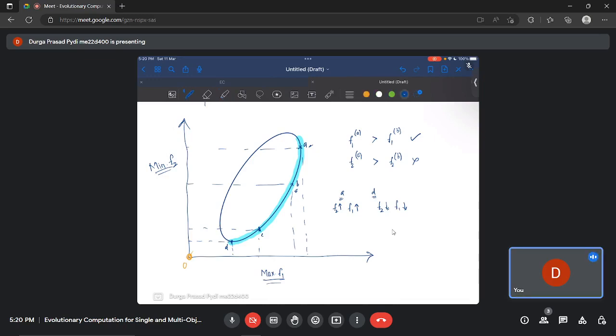The idea is simple. You essentially need to identify the points which are non-dominated and join all of them, and then you get the Pareto front. We'll take up an example and actually draw how the Pareto front looks. We'll do it analytically.